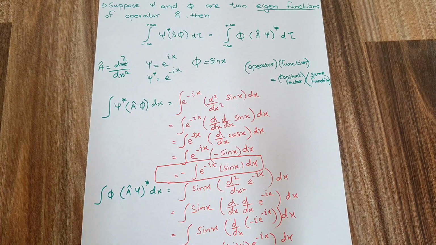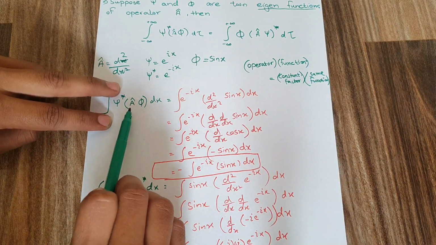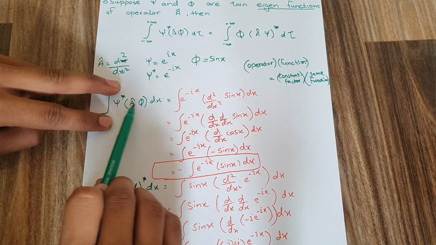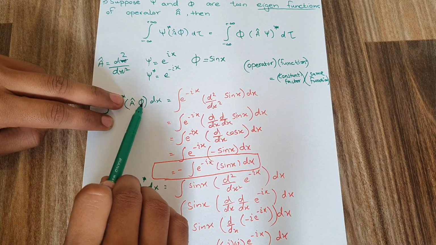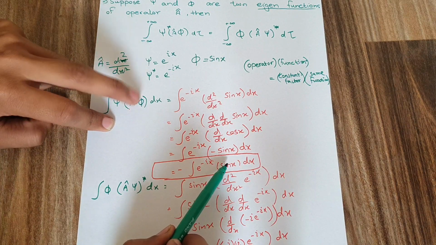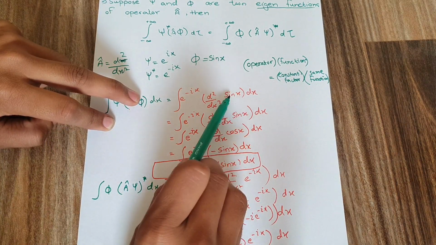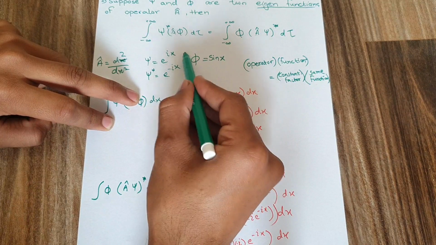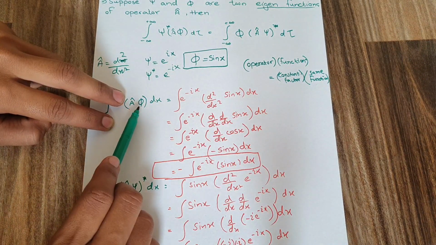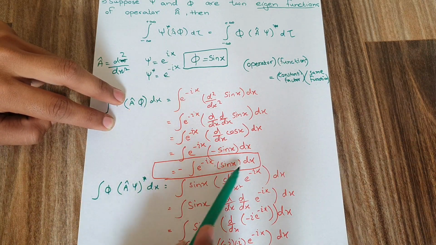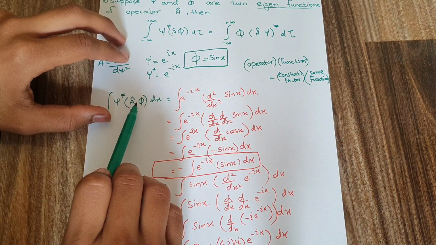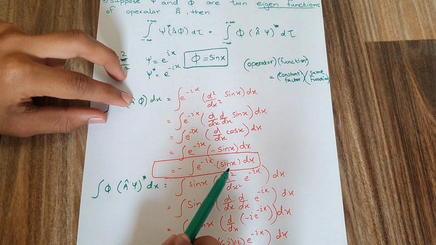As you can see, even after applying the operator on phi, in the left hand side of the equation, I get sin x in the result. What was the value of phi? The phi had a value of sin of x. I took the value of phi to be sin of x, and after applying the operator on phi, I get the same sin of x in the result. So I can say that this phi here is an eigenfunction because it is repeated in the result.